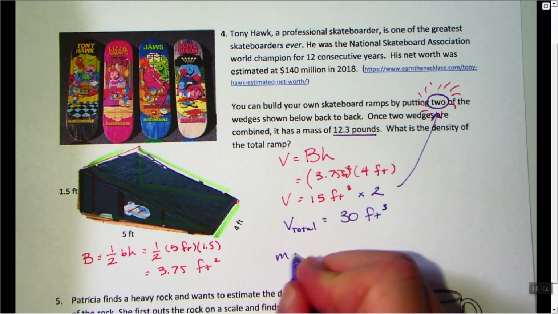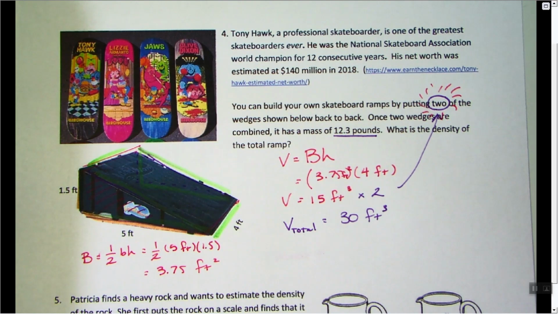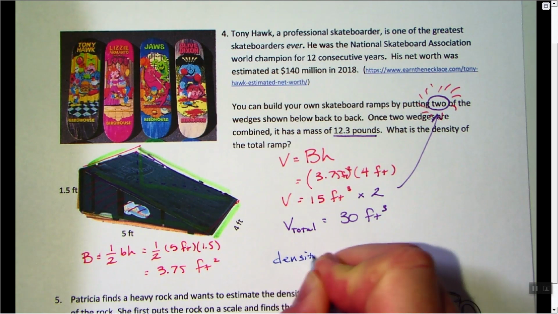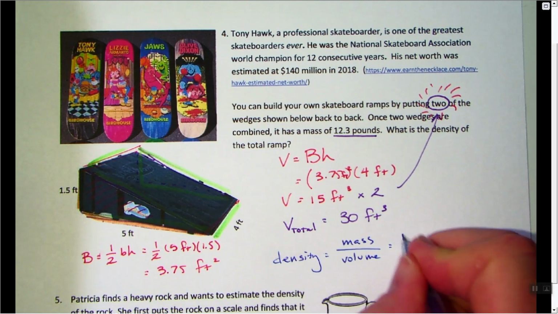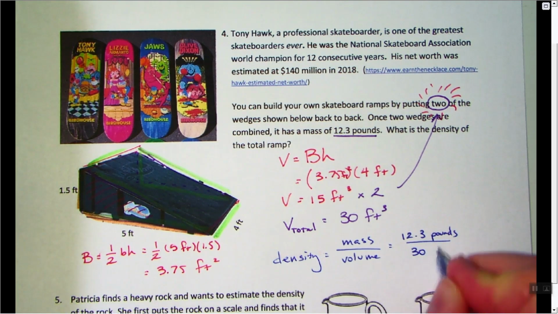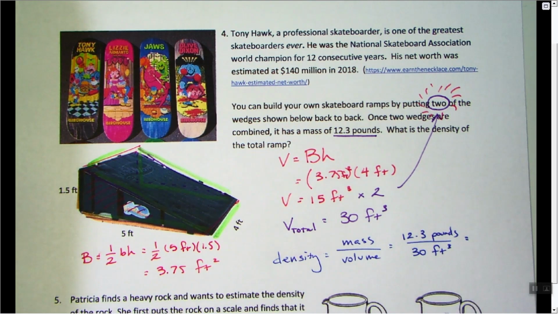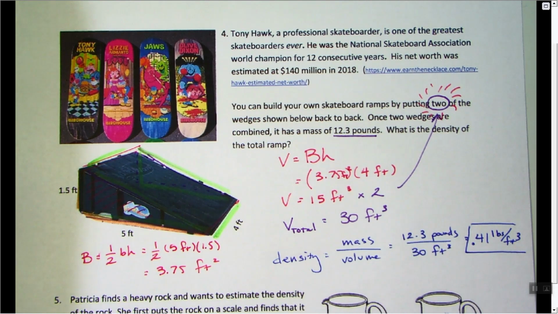Okay, and I'm going to define the density. Let me change colors again. The density, which is mass divided by volume. The mass is 12.3 pounds. Just pretend that that's mass, not a weight. And I have 30 cubic feet. So I then divide them, and I have 0.41 pounds per cubic feet. That is what I'm looking for. Okay, that's the density of the total ramp. So basically you're finding a volume, taking the mass and dividing.